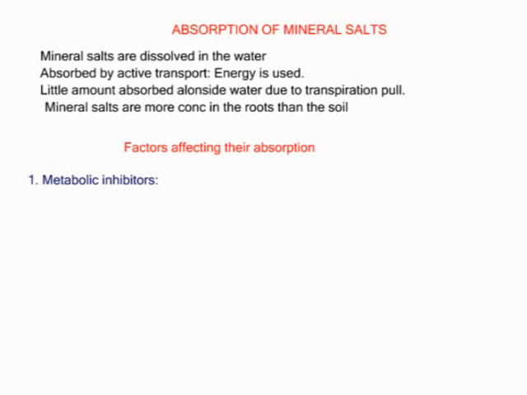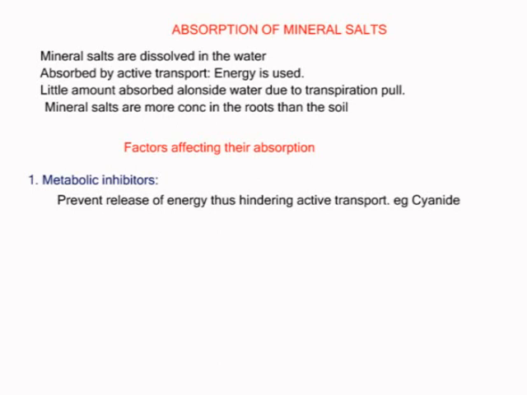Metabolic inhibitors. Metabolic inhibitors are chemical substances that prevent metabolic activities from taking place. These inhibitors therefore prevent the release of energy, and thus active transport does not take place. Examples of such inhibitors include poisons such as cyanide.